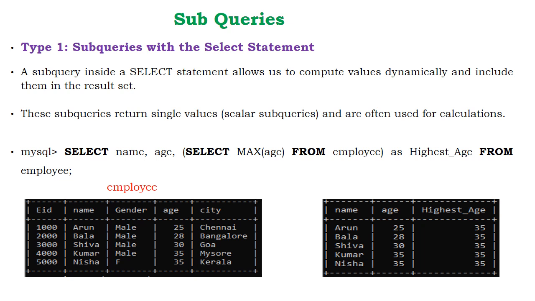So what is the result here? First, the subquery will execute. What is the subquery result? That is the maximum age from the employee. Just look at the table. In this table, the maximum age is 35. So 35 will be printed under the column named highest age. Then the outer query will execute. What is the outer query? Display name and age columns from the employee table. So now the result is name and age, then highest age.